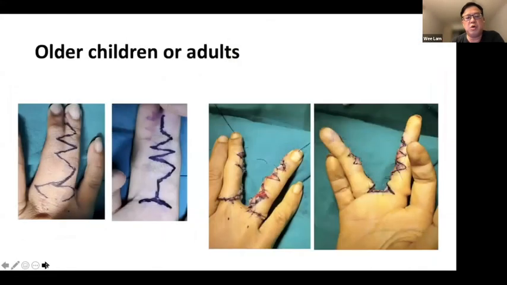And then, as I mentioned, older children. This is an older child, he's about 8. Again, I tried to use the graftless technique, and I extended the flap all the way down to the dorsum of the hand, and really it was a stretch. The finger eventually healed, but I think in retrospect, I would have used a graft technique.